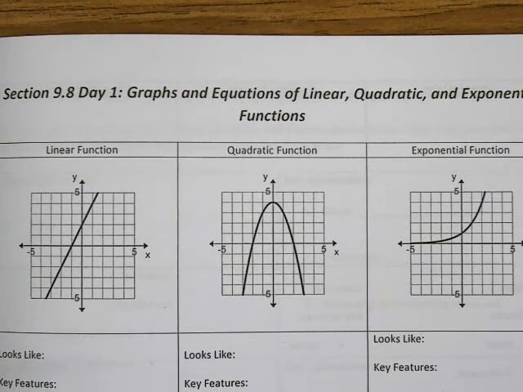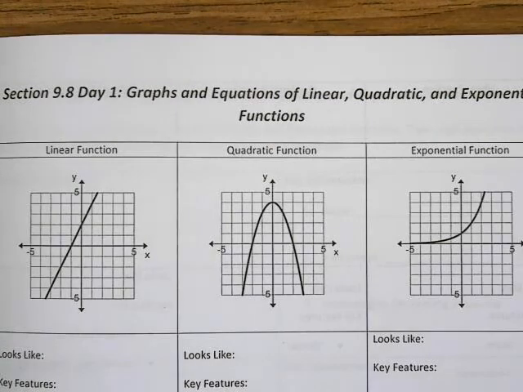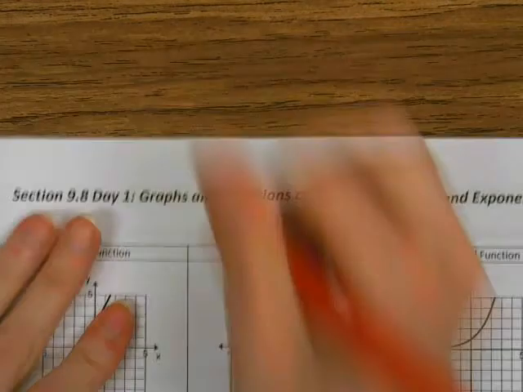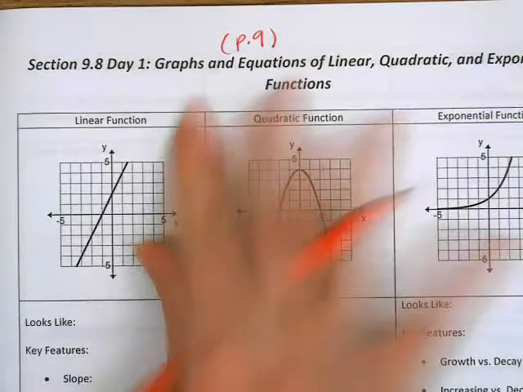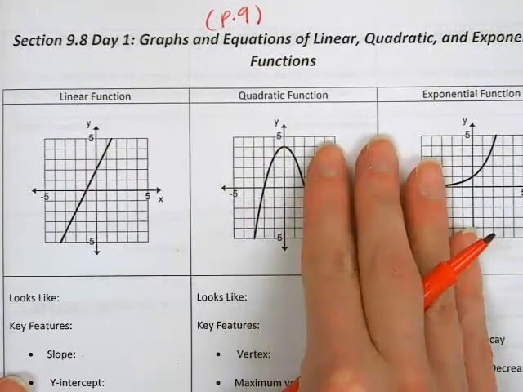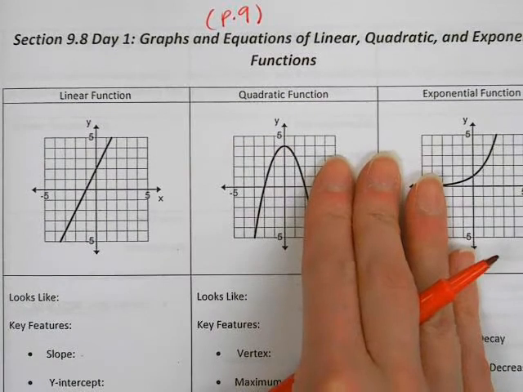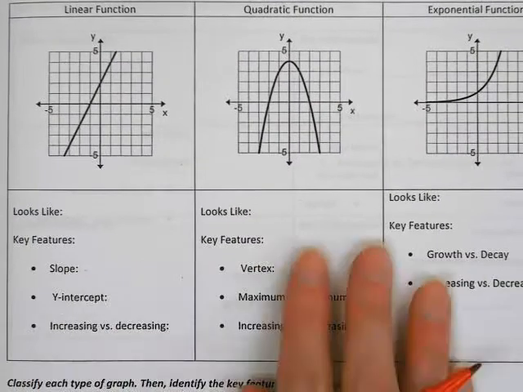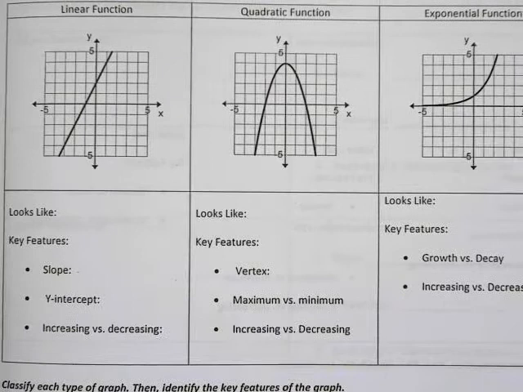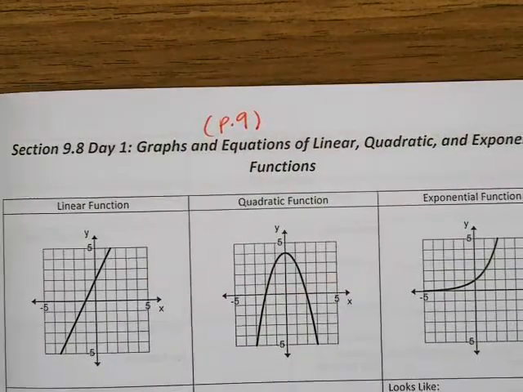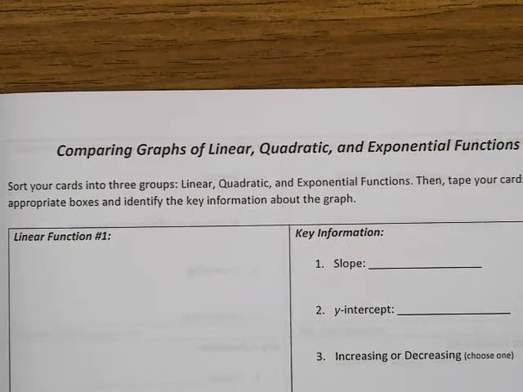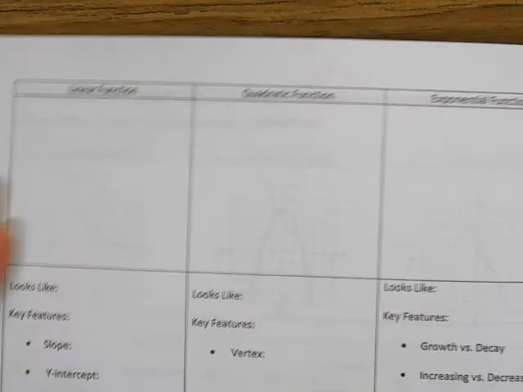Guys, so you've already watched 9.8 day 1. This was on page 9 in the packet. And remember we talked about if you look at a graph of a linear, quadratic, or exponential function, can you determine these key features? Well, I skipped page 10, but I think we actually need it. So today I'm making a part 2 video where we're going to do page 10.